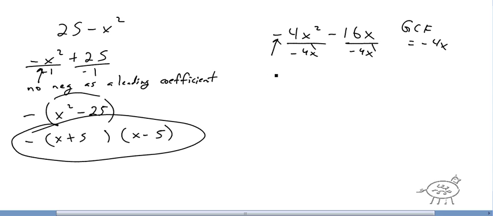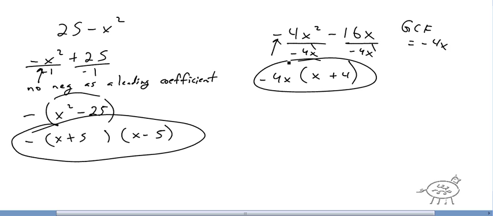And I get negative 4x, parenthesis, negative divided by negative, that's positive, so it's just x. And negative 16 divided by negative 4 is positive 4. Okay, and then of course x divided by x is just 1, so it goes away. And that's your final answer.